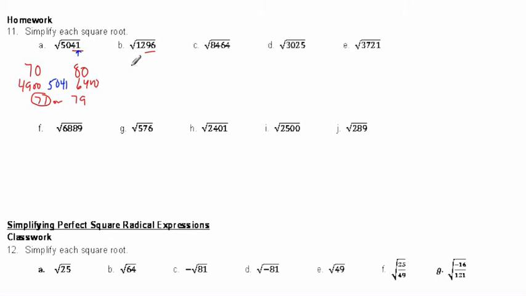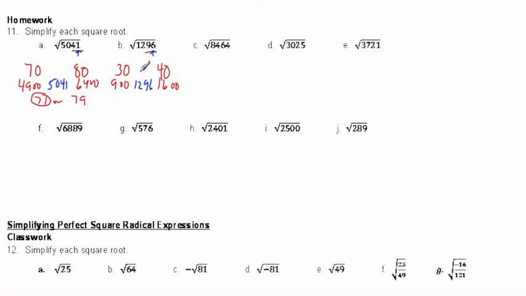Okay, so we have a 12. So we know that's between 3 squared and 4 squared, because that's 9 and 16. So 30 and 40, because we're in the thousands, means we have 900 here and 1,600 there. Double check that you have those right. Does 1296 fall between there? Sure does. We're ending in a 6.